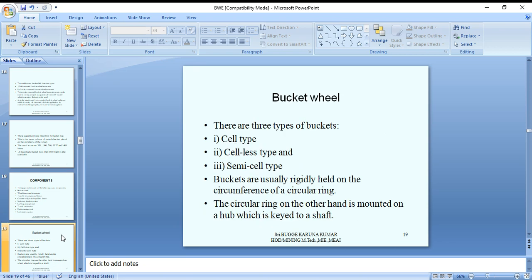Coming to one by one, bucket wheel. What is meant by the bucket wheel? There are three types of buckets. There is the cell type, which is completely enclosed, cellless types, and semi-cell type.